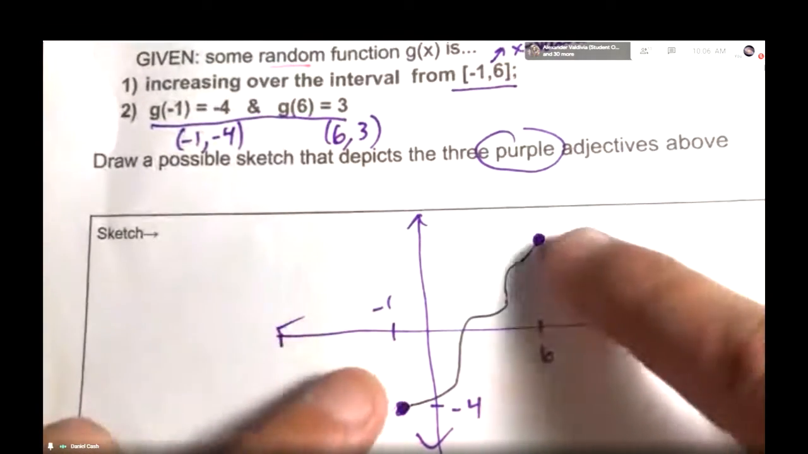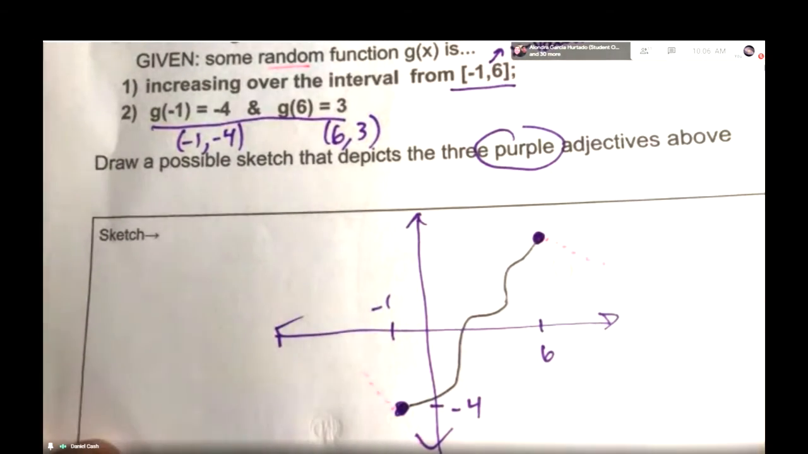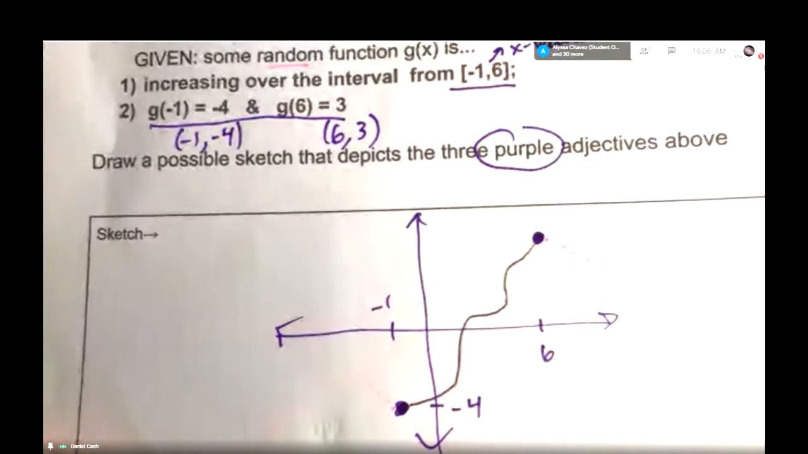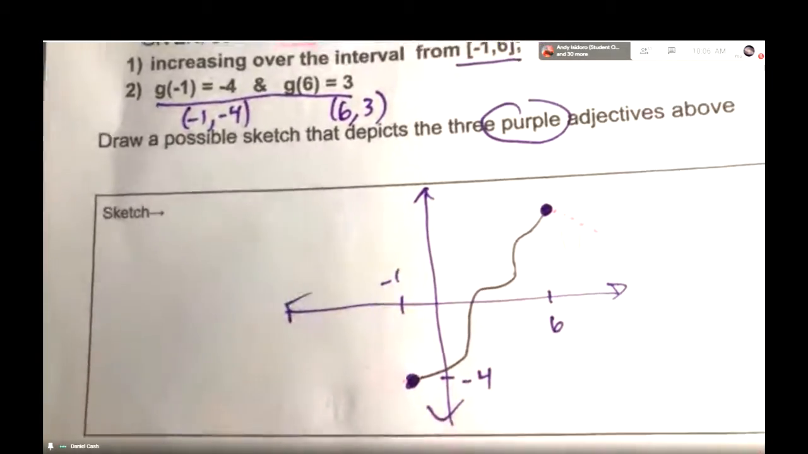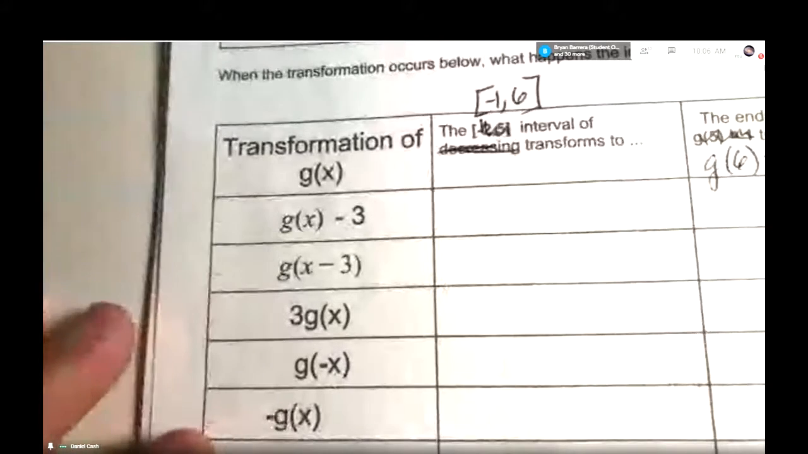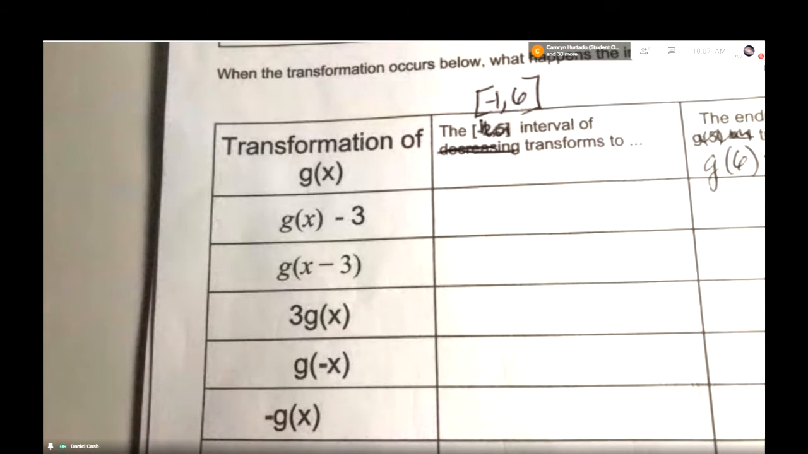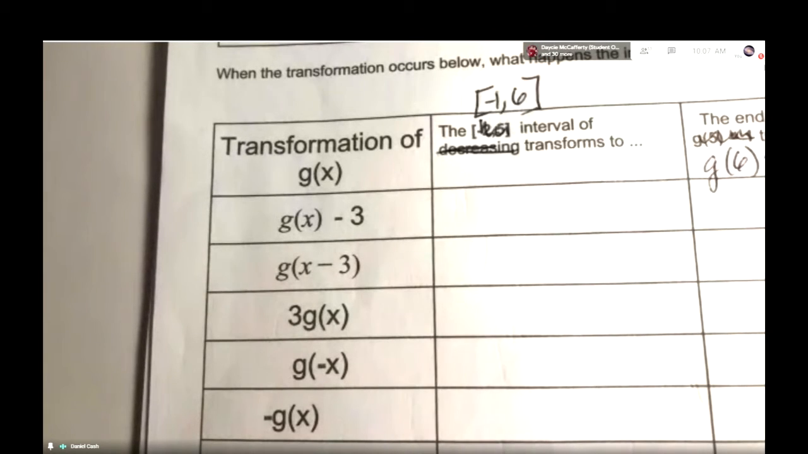What's happening on the extremities of the graph is irrelevant in this situation. So here is my little starting point here. Now, what I do want you to be familiar with is what happens to a function when you do these transformations. So I'm going to go over these very, very quickly because I'm assuming you did the Desmos activity with the marble slides and you did the 2.5 Excel.